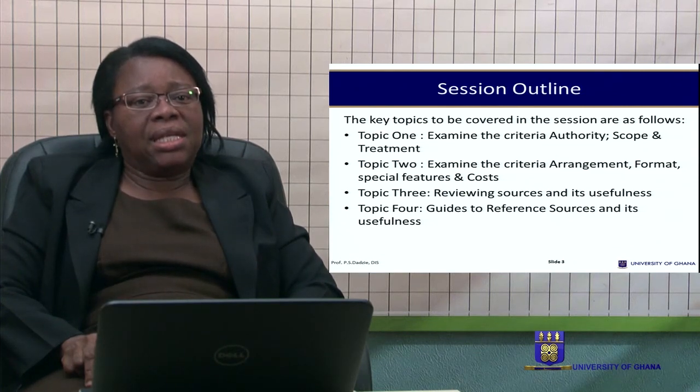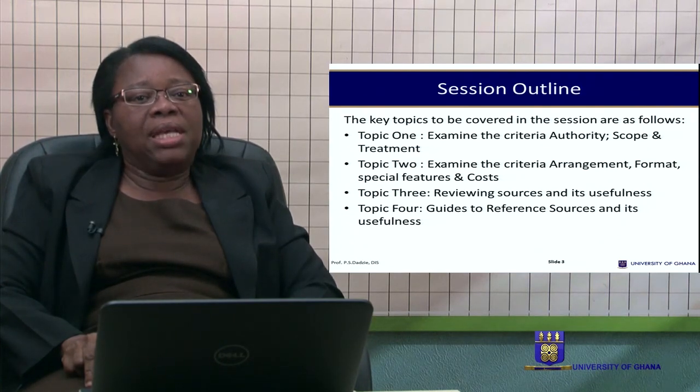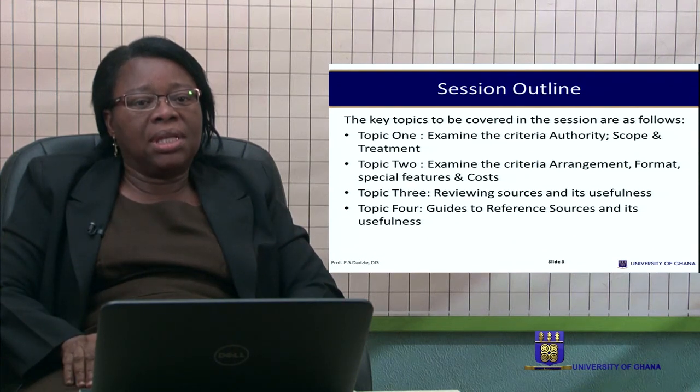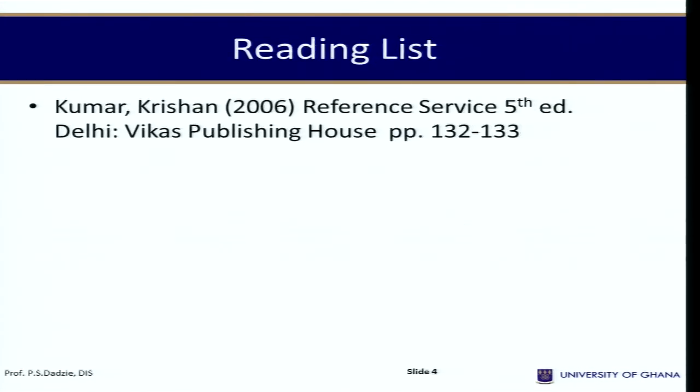Note, selection and evaluation does not come very easy. It's a tedious task. And to make work easier for us, librarians have compiled reviewing sources and guides to reference sources, or what we call the guides to the literature. So in topic 3 and topic 4, we'll look at these 2 guides which we use in place of the evaluation criteria. So let's start.